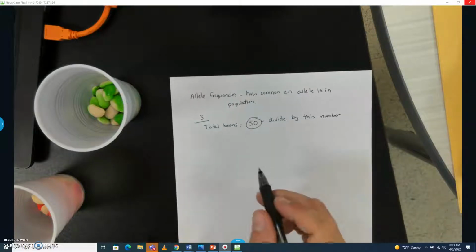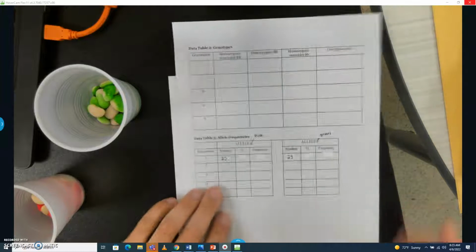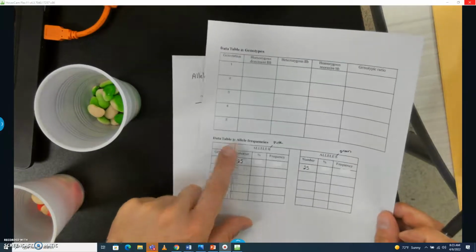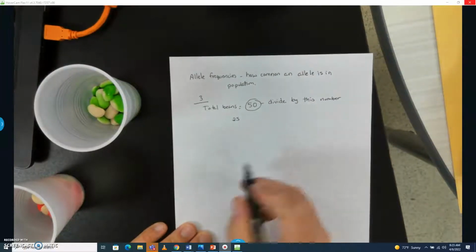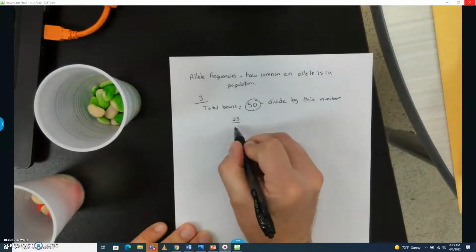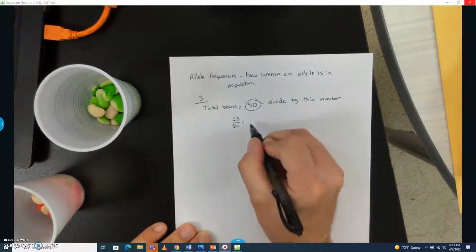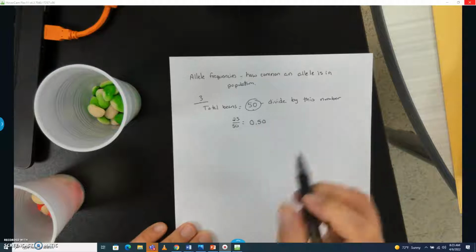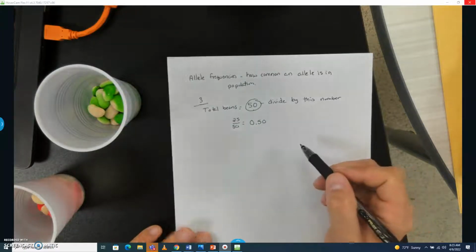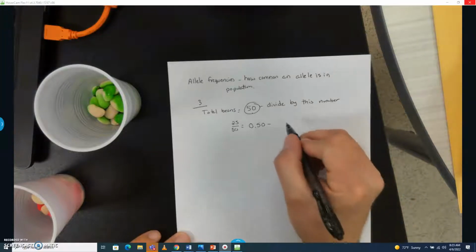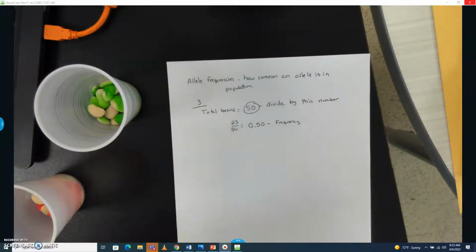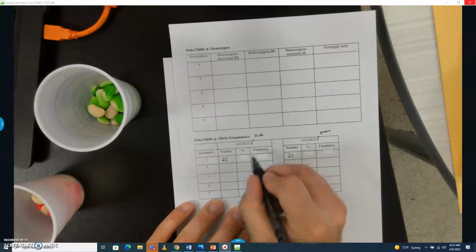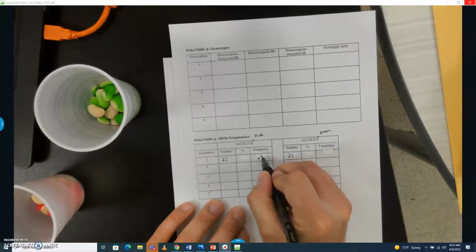Okay, what are we dividing by? Well, we have to divide how many we have by the total. So we have 25 dominant alleles, and we're going to divide that by the total number that we have, which is 50. And this gives us an answer of 0.50. You can plug that in your calculator if you want. You'll get it. And this right here, that is our frequency. And we can plug that number right into this box right here. So 0.50.